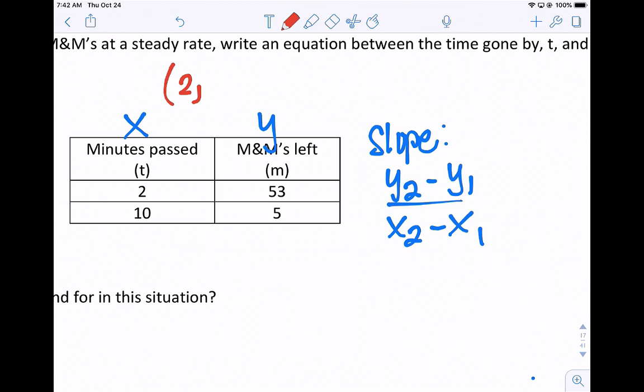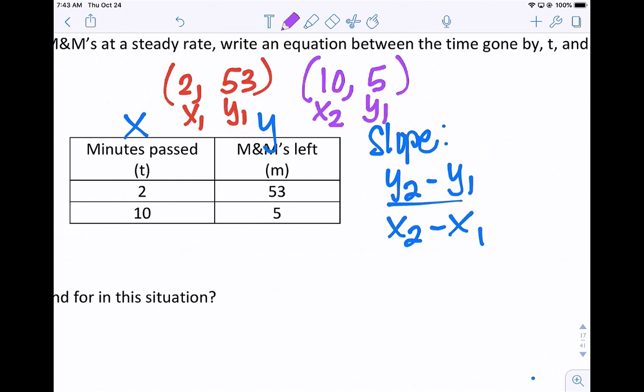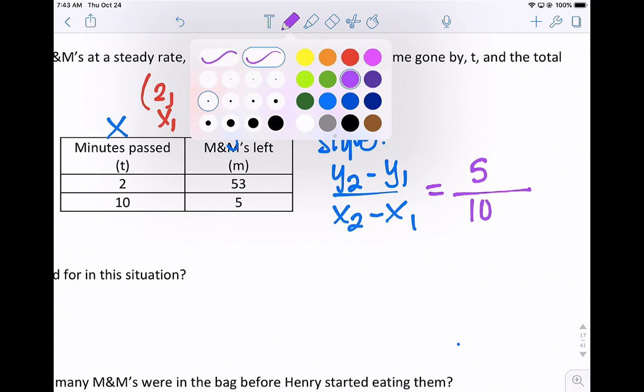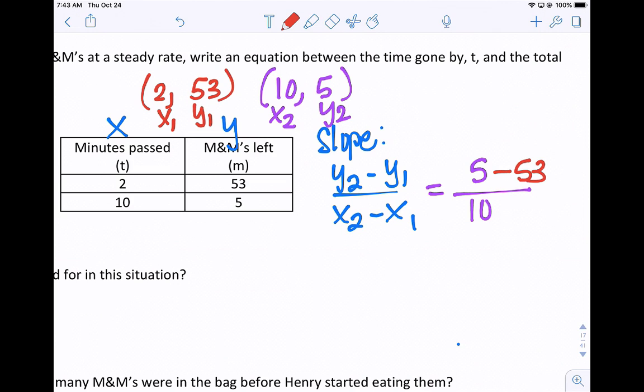So I'm going to call my first coordinate 2, 53. So after 2 minutes, he has 53 M&Ms left. And after 10 minutes, he has 5 M&Ms left. So if we plug in to the slope formula, okay, so here we go. y2 is 5, and x2 is 10. And then we'll subtract y1, and we'll subtract x1. So this will be our rate of change. So 5 minus 53 is negative 48. 10 minus 2 is 8. And we'll get negative 6.